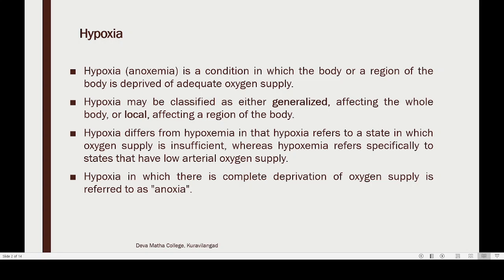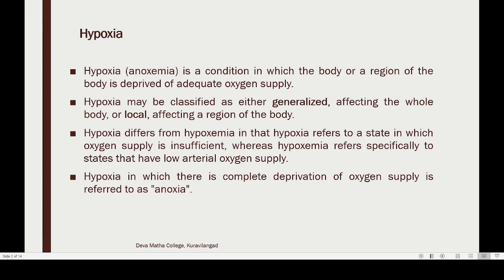Now here you can see that we can classify hypoxia into two. One is general hypoxia and the other is local hypoxia. Generalized hypoxia means the entire body is affected. For example, if you are going to a low oxygen atmosphere like a high altitude or high range mountains like Everest, there the amount of atmospheric oxygen is very low. In such a situation, we may not be able to get a sufficient amount of oxygen, and that is a situation of low oxygen in the environment. Then the entire body will be affected.